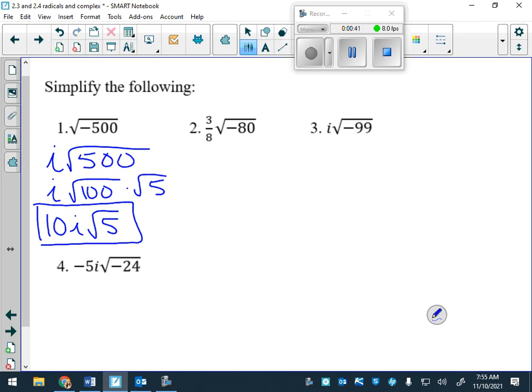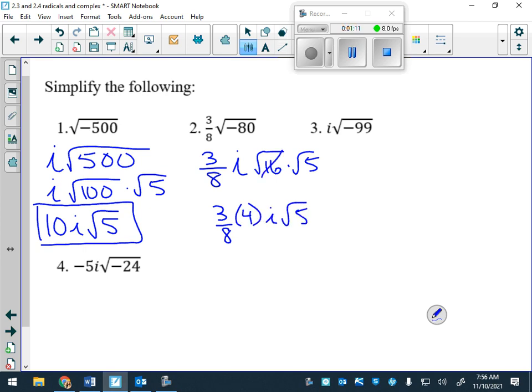Now for number 2, we have 3/8 on the outside, negative inside. What comes out? Yeah, an i. And then what are two factors of 80? Okay, good. 16 times 5. So the square root of 16. Good.